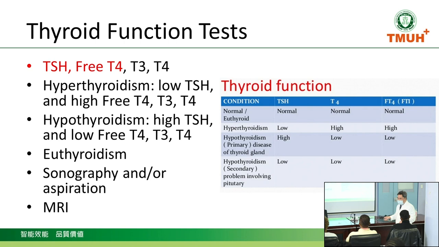Hyperthyroidism, TSH low, because what? In hyperthyroidism, the hormone outside is already high, and the feedback to the pituitary makes the TSH become low. If hypothyroidism, there will be high TSH, because we need more hormone to stimulate the thyroid gland to release hormone. So this, understand?